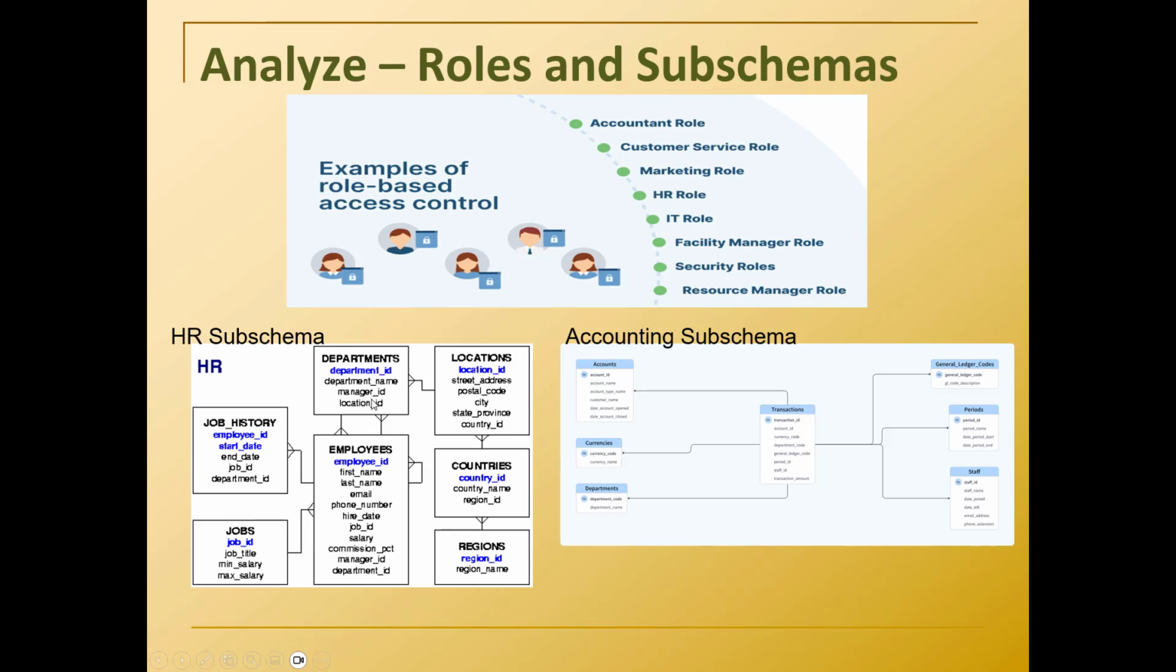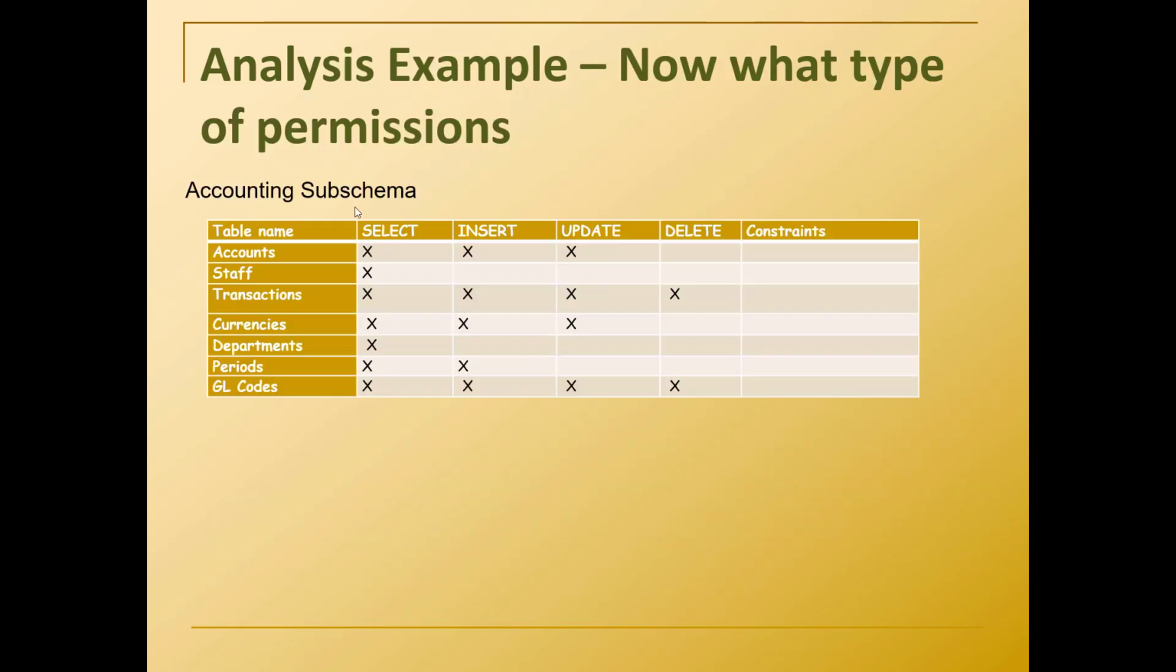This is employees. HR might have permission to add records to employees, but the accounting sub-schema or the accountant role may not have that permission. Maybe they can select it, they can view it, but they can't add records or delete employees. So not only must you decide what objects you're going to give to each role, you have to decide what that role is going to be allowed to do within those objects.